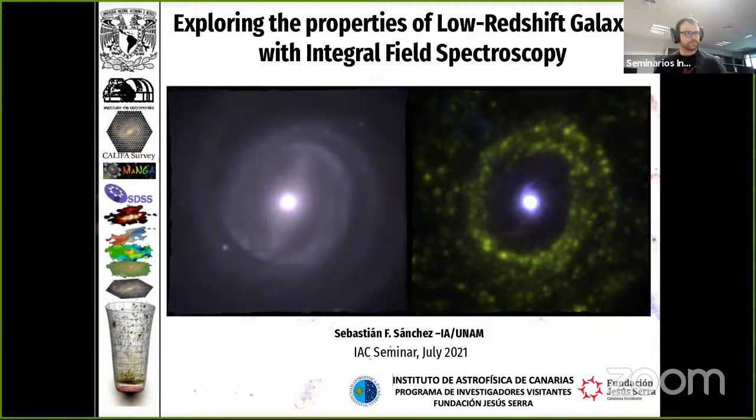Autónoma de México. During his career, he has worked on many projects, and he was, for example, principal investigator of the CALIFA project, and he is one of the founders of the projects SAMI and MaNGA, and now he's the leader of the project called Local Volume Mapper at UNAM. So today he is going to speak about how we can explore the properties of low-redshift galaxies with integral field spectroscopy. So Sebastián, the floor is yours.